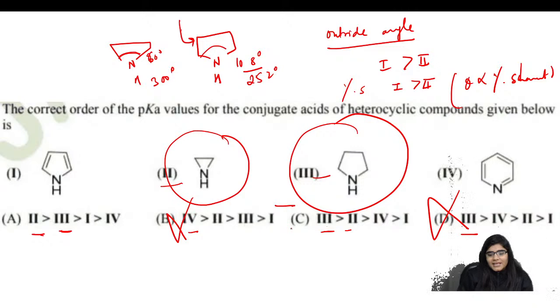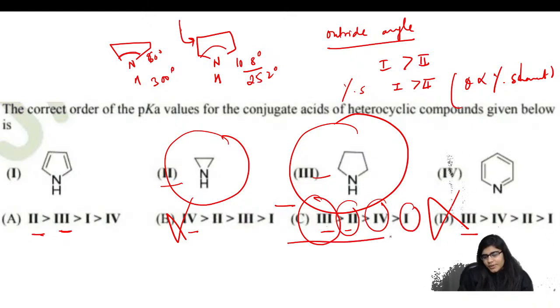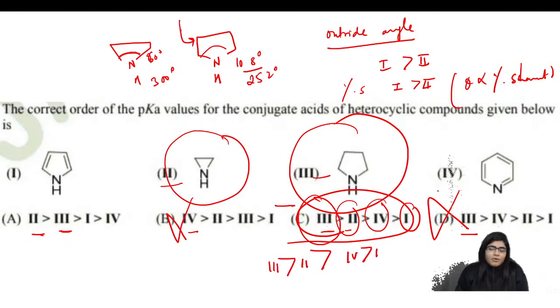So the correct order is third, second, then fourth and first. Now why do we have fourth before first?